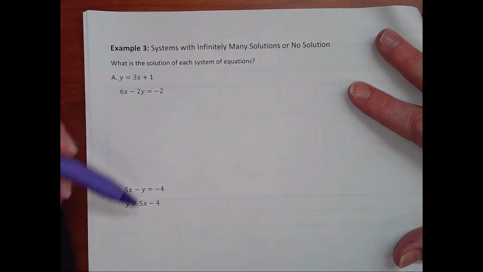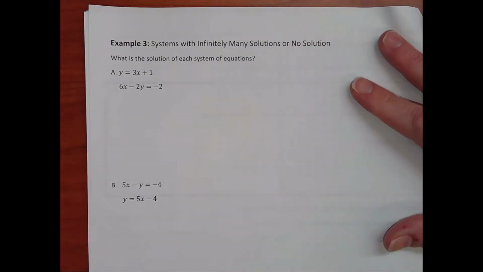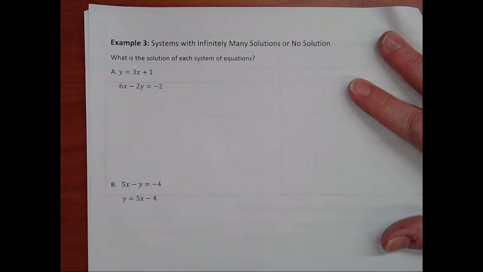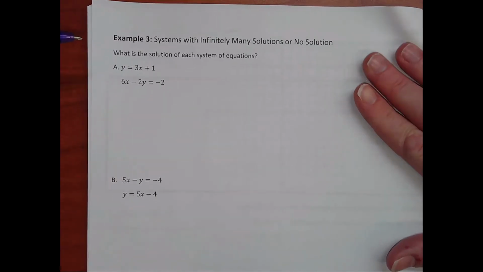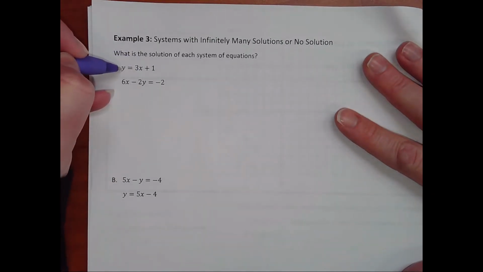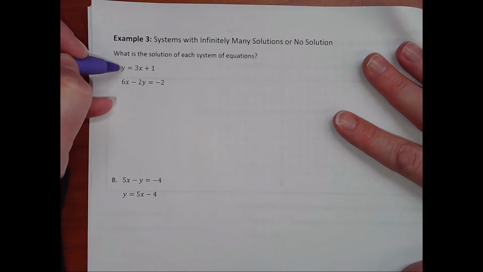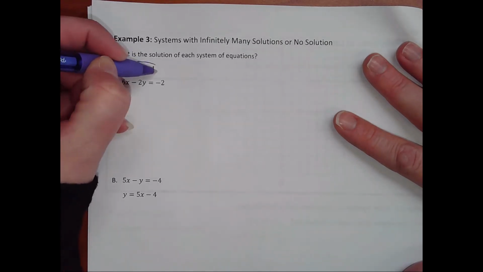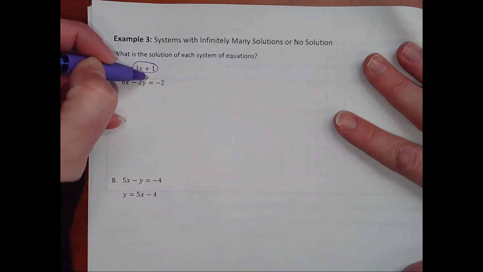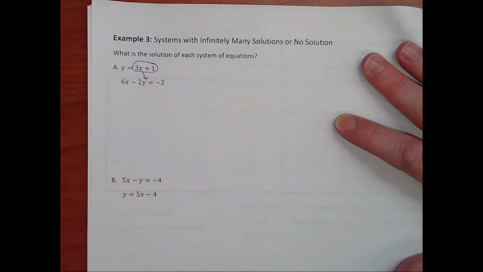So for today, it says, what is the solution to the system of equations? So you're going to solve these the same way that you have been solving them. So first thing, make sure one of your equations is solved for a variable. This equation is solved for y. So if it says y equals 3x plus 1, that means we're going to take 3x plus 1 and substitute it into the other equation for y.